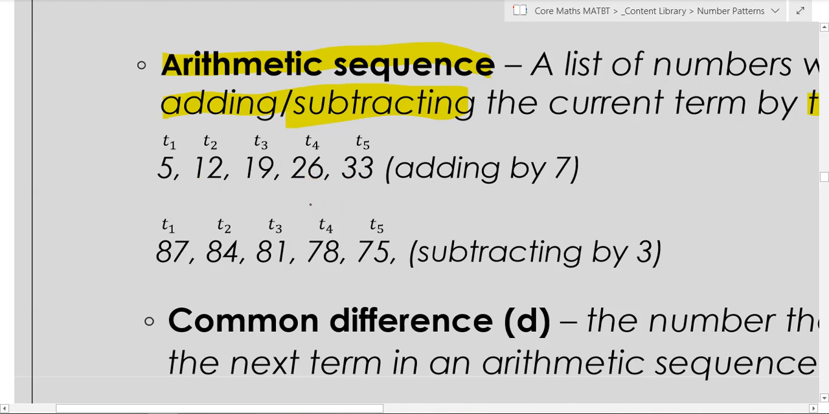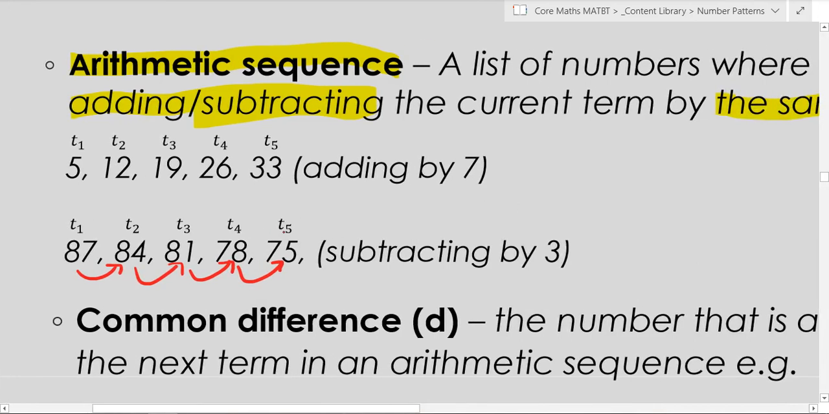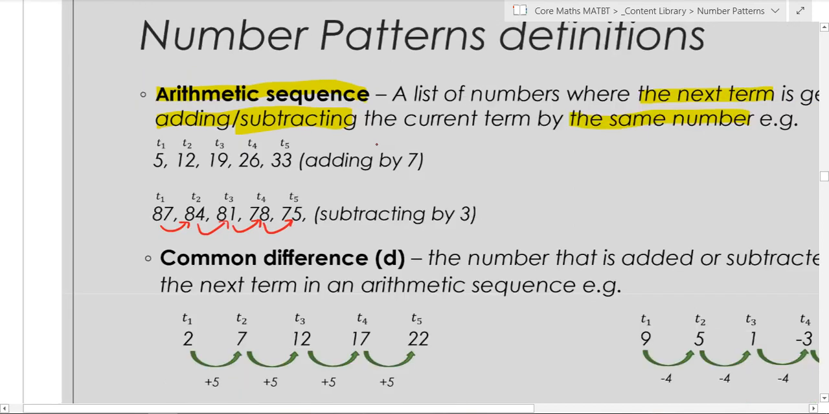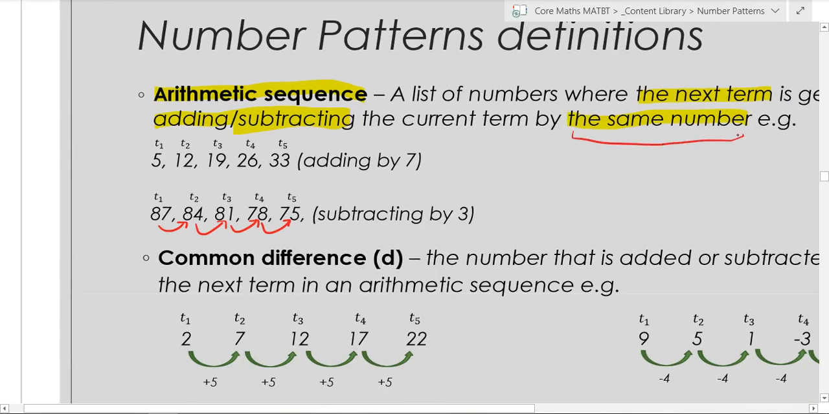In our next sequence here, you've got 87 for term 1, then 84, 81, 78, 75. So you can see that it's 87, then it went down to 84, 81, 78, 75. That means this sequence is going down by 3. It's subtracting by 3. Remember, for it to be an arithmetic sequence, it has to add or subtract by the same number.